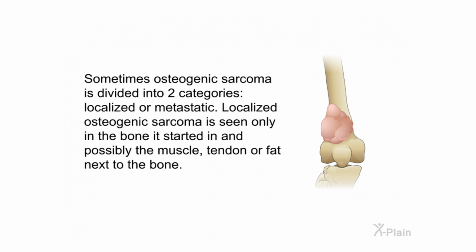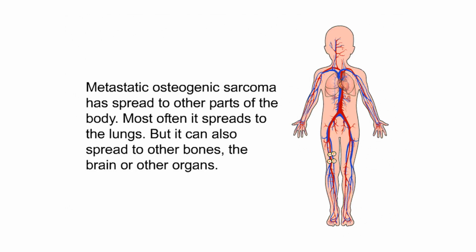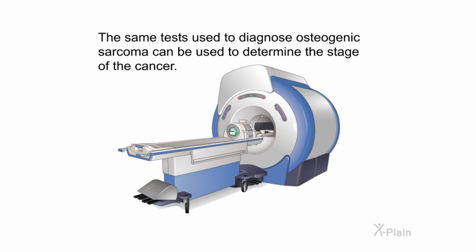Sometimes osteogenic sarcoma is divided into two categories, localized or metastatic. Localized osteogenic sarcoma is seen only in the bone it started in, and possibly the muscle, tendon, or fat next to the bone. Metastatic osteogenic sarcoma has spread to other parts of the body. Most often it spreads to the lungs, but it can also spread to other bones, the brain, or other organs. The same tests used to diagnose osteogenic sarcoma can be used to determine the stage of the cancer.